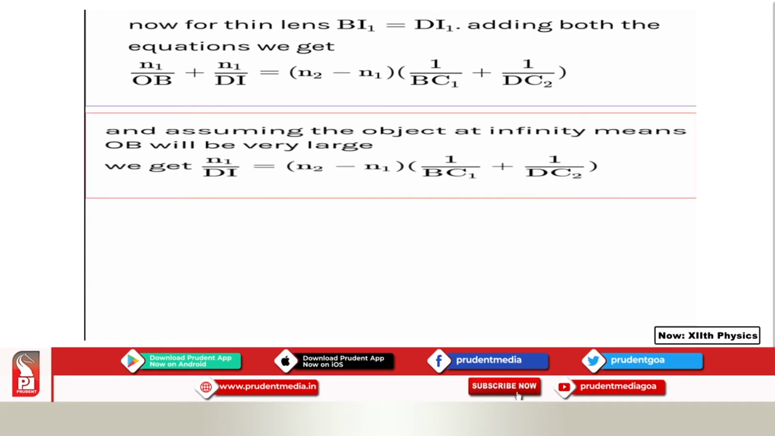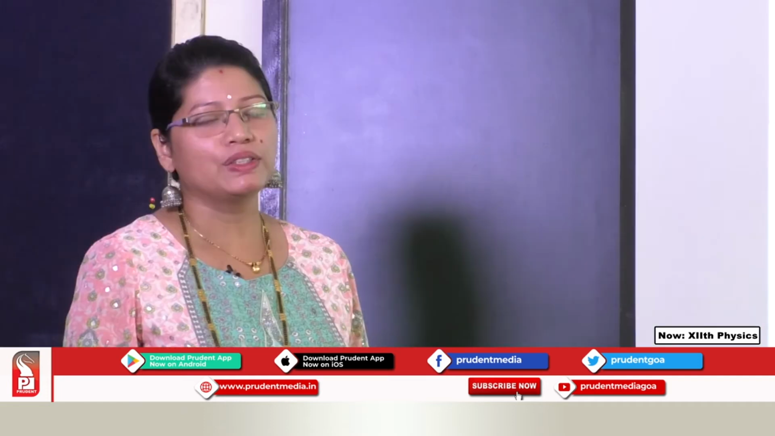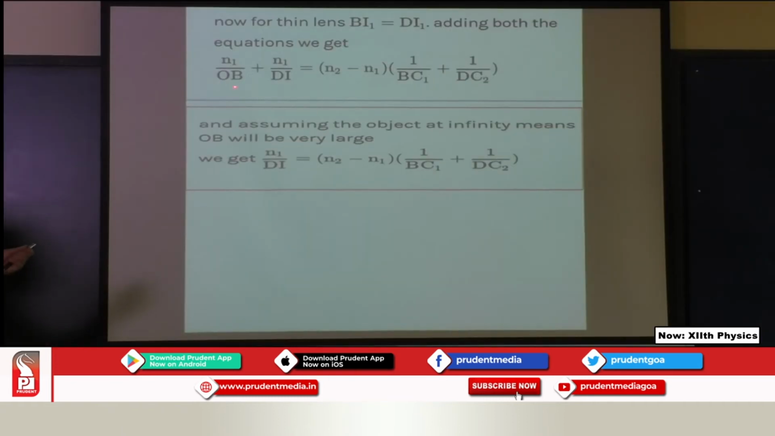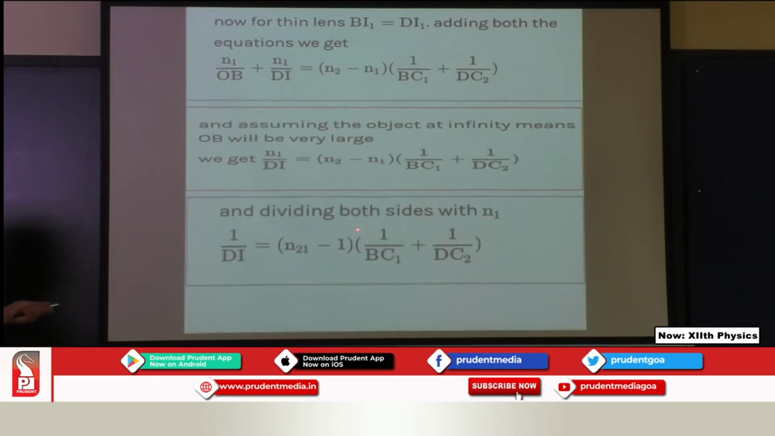Now, let us assume that the object is at infinity. Always, students, keep in mind for a lens, if the object is at infinity, your image is formed at the focus. So, you can say the image distance is nothing but the focal length. So, if OB is assumed to be at infinity, we know 1 upon infinity will go as 0, what remains is N1 upon DI and the remaining equation. Now, let us divide both sides by N1, this will get cancelled out and what remains is this, because N2 upon N1 is written as N21, N1 upon N1 will get cancelled out and we get 1.